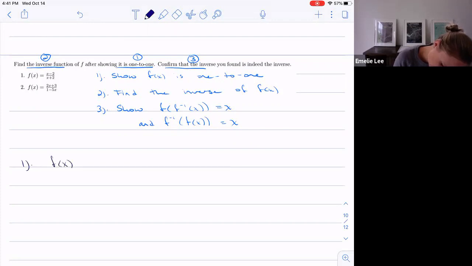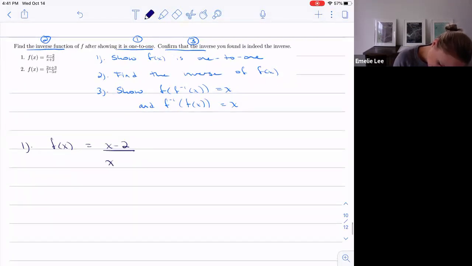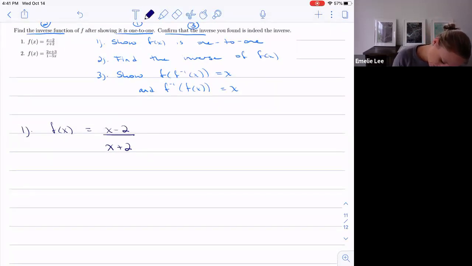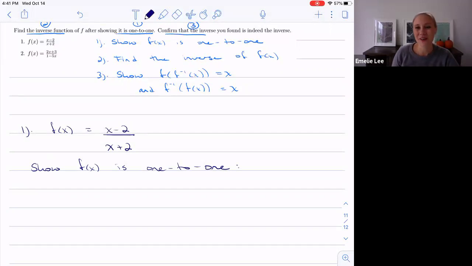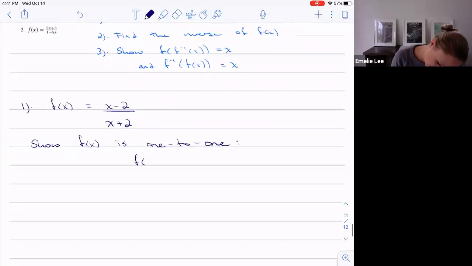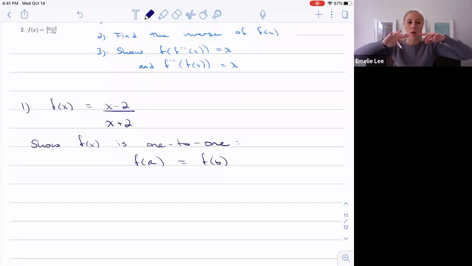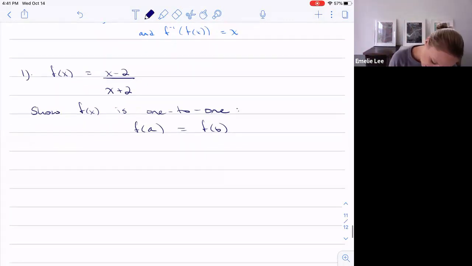So if we have f of x is x minus 2 over x plus 2, show f of x is one-to-one. That's from the beginning of today, where we said, if I set f of a equal to f of b, as long as I'm able to cancel stuff and all you're left with is that a is equal to b, then you have a one-to-one function. So we've got a minus 2 over a plus 2 must be equal to b minus 2 over b plus 2.